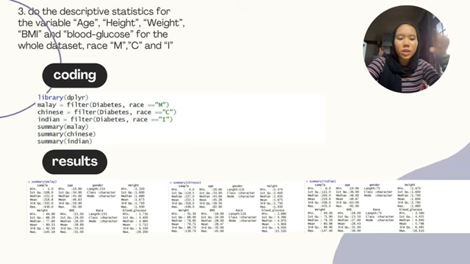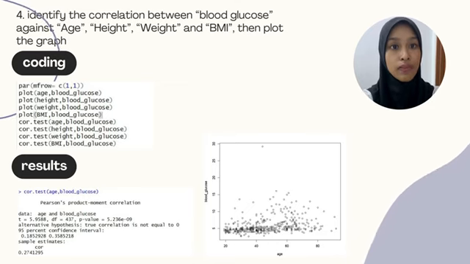Next, the coding plots age and blood_glucose and so on, which will produce the scatter plots of age against blood glucose, height against blood glucose, weight, and also BMI against blood glucose. So the cor.test function on age and blood glucose.